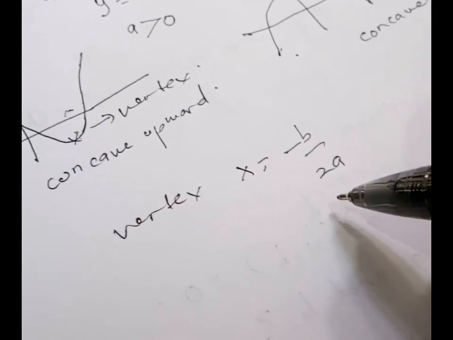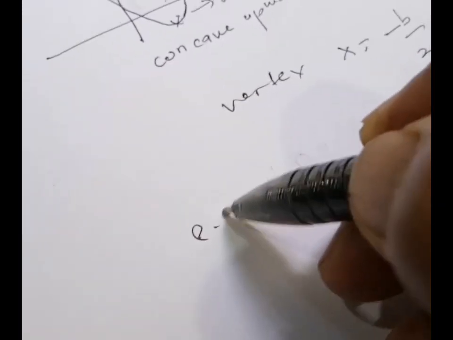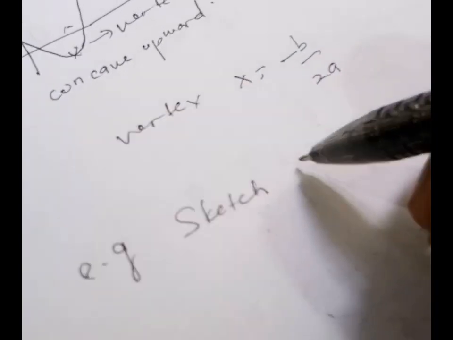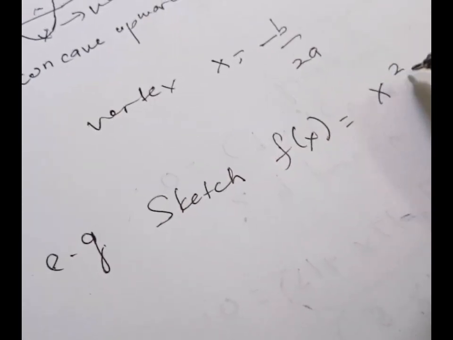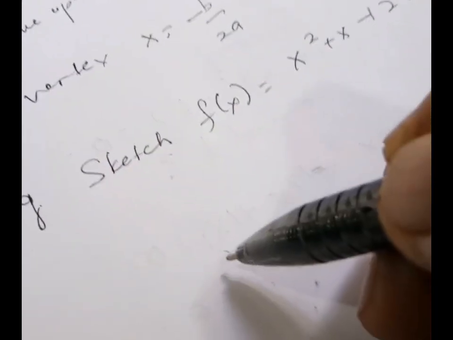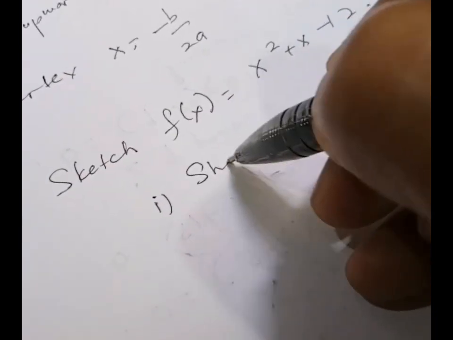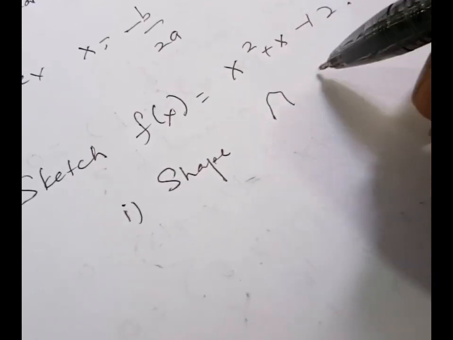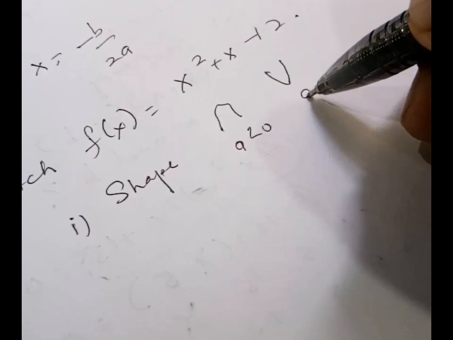Okay, so now an example. Let's sketch f(x) equals x squared plus x minus 12. First, the steps you need to follow. First, you need to show the shape. The shape depends on a. It's either this or this, depending on whether a is negative or positive.